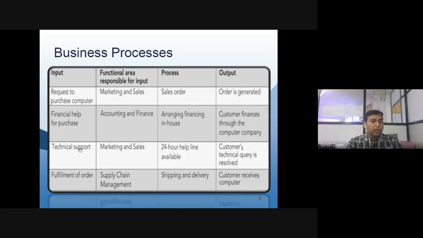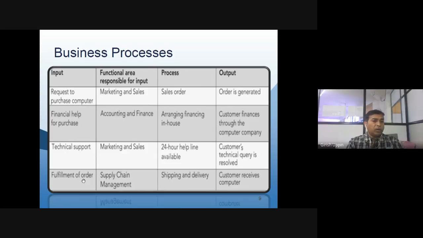Next, technical support. Technical support means the customer wants some technical help with whatever the product is. Who is going to take care of it? Marketing and sales. What is the process? A 24-hour helpline is available, where the customer can call and get help. What is the output? The customer's technical query is resolved.